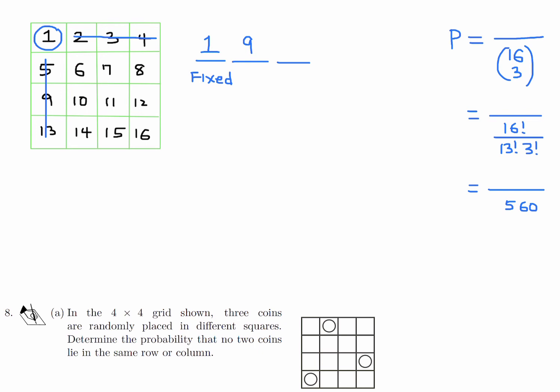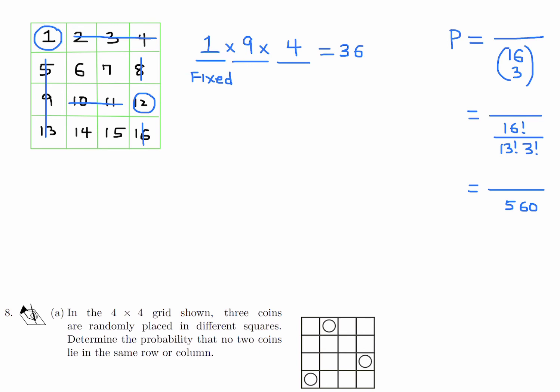Now the second coin, let's just choose one at random here. Let's say it's 12. If it is 12, I cannot choose 8 or 16, and I cannot choose 10 or 11. Why? Because those are in the same column or row. So the only choices I have left for my third coin are 6, 7, 14, 15. And how many of them are there? 4. So there we go. 1 times 9 times 4, which is 36. That is the number of possible combinations when the first coin is 1, right here.